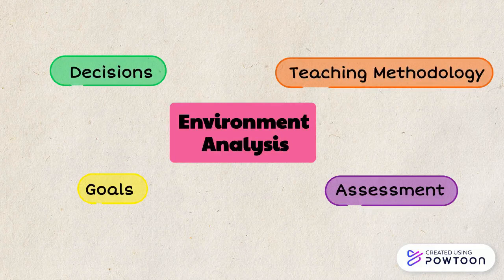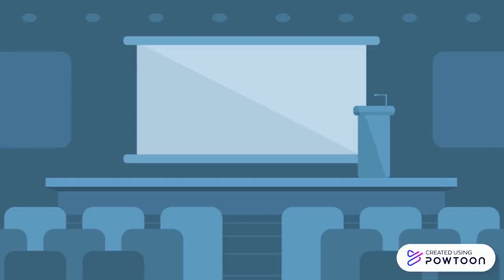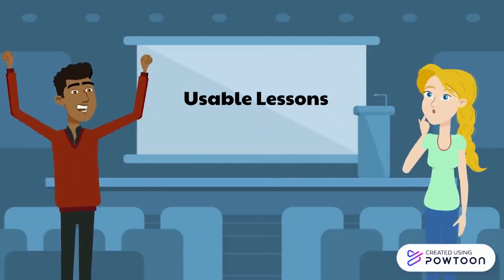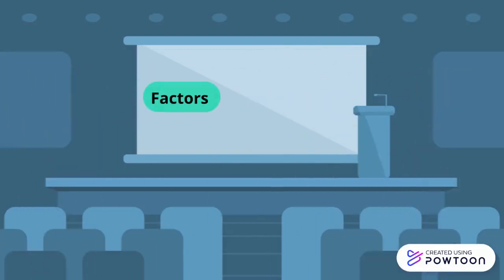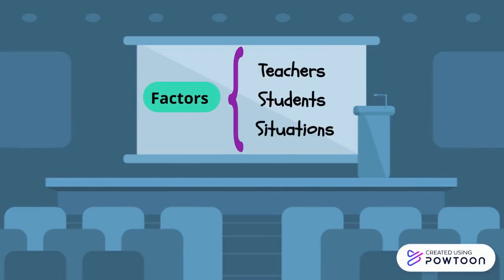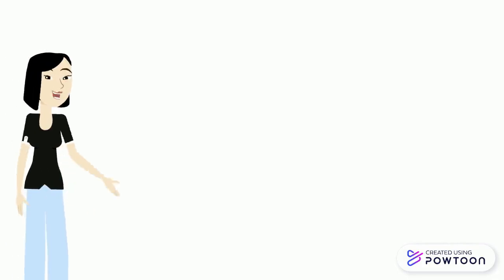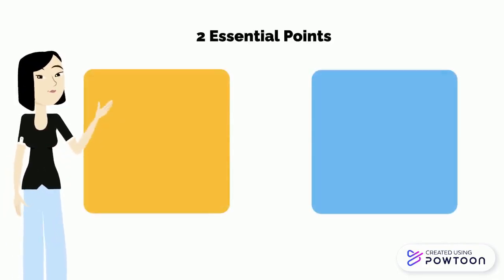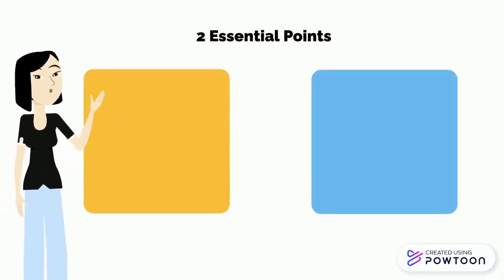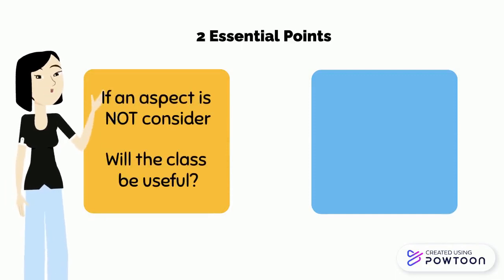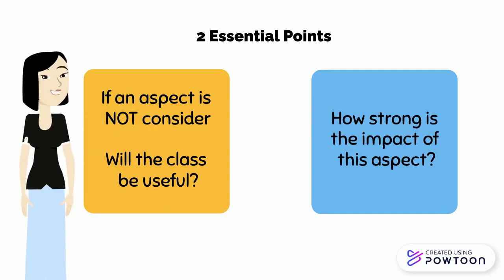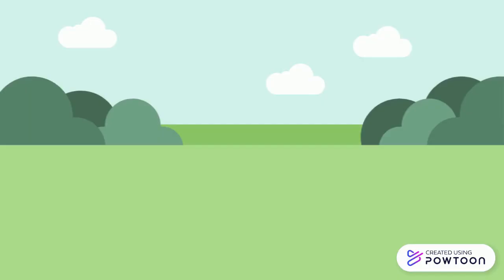Sometimes we can find this component inside the needs analysis too. Moreover, it ensures that the lesson will be usable for both teachers and students. However, many factors such as learners, teachers, and the situation itself can alter the procedure of environment analysis. For this reason, we must consider two essential points while doing it. Number 1. If an aspect is not considered, will the class still be useful? And number 2. How strong is the impact of this aspect on the course?